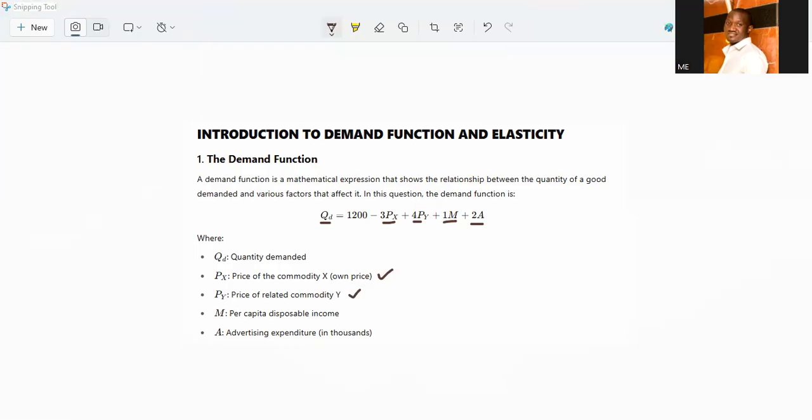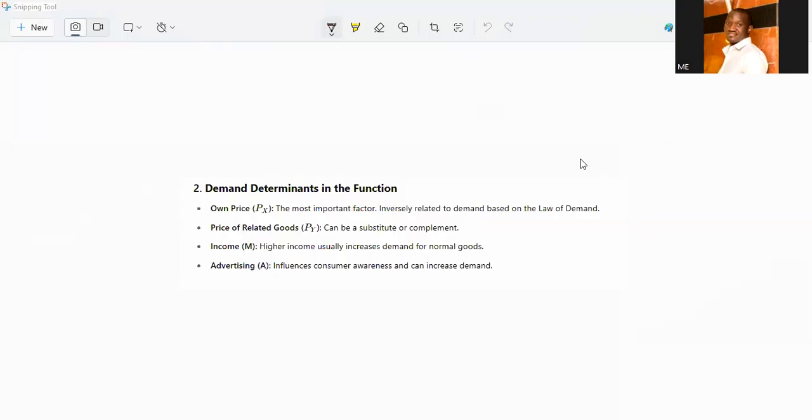Other determinants of demand are weather, population. We also have factors to do with preference and taste. So these are determinants of demand.